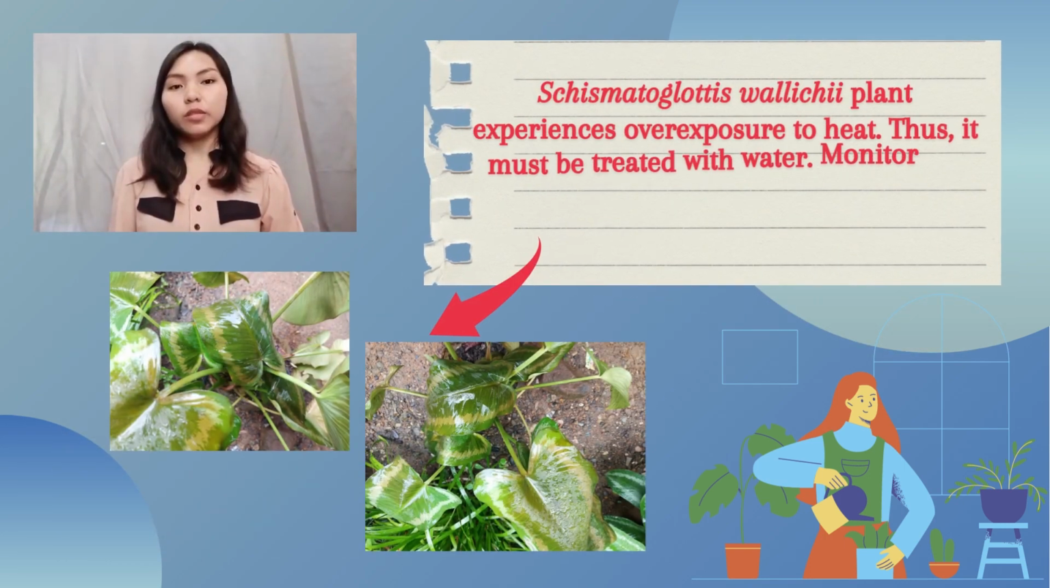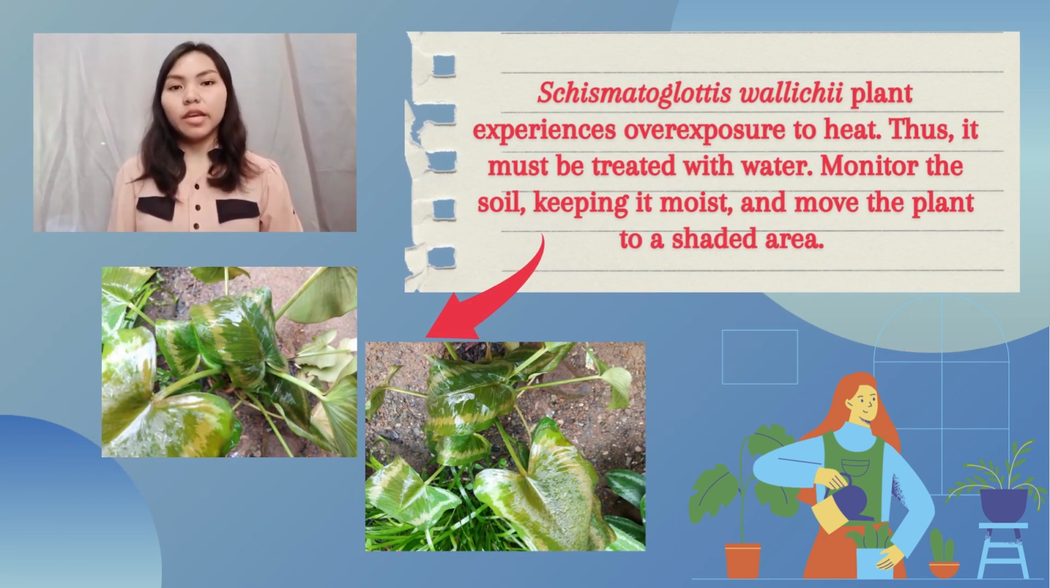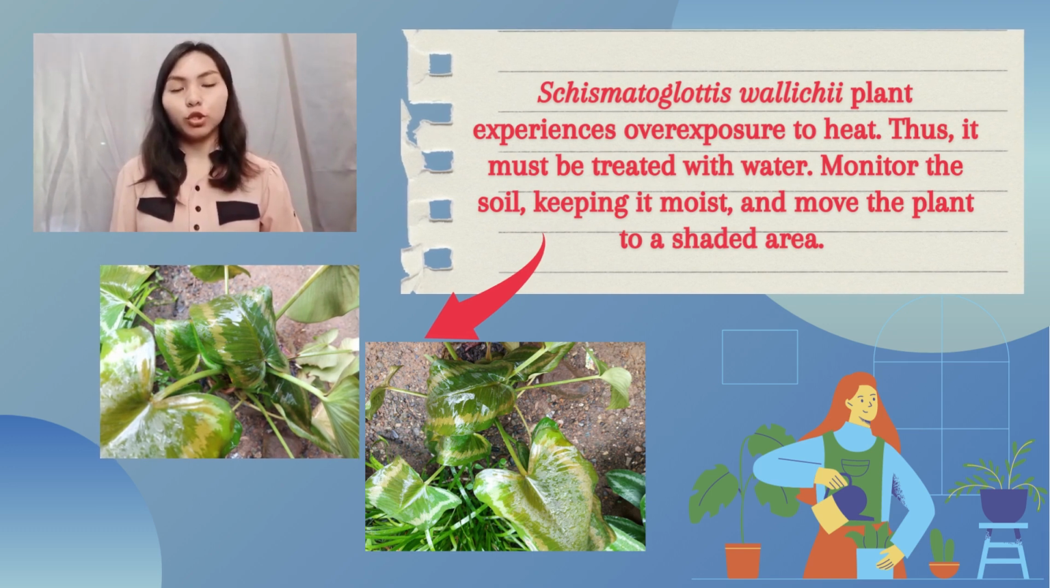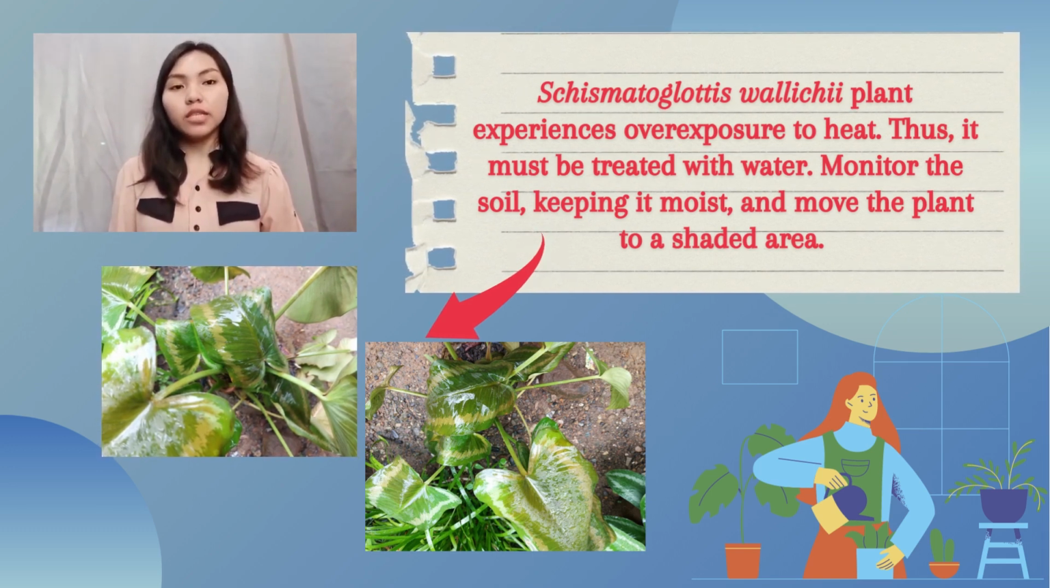However, the Schismatoglottis wallichii plant experiences overexposure to heat. Thus, it must be treated with water. Monitor the soil, keeping it moist, and move the plant to a shaded area where it can receive a good amount of sunlight. Do not expose the plant to direct sunlight.